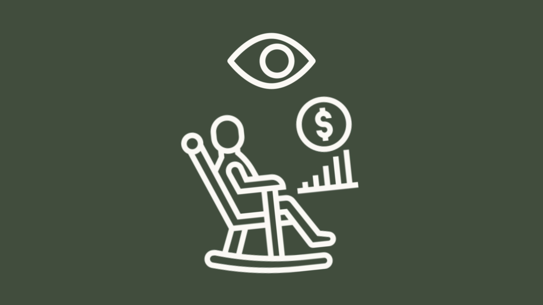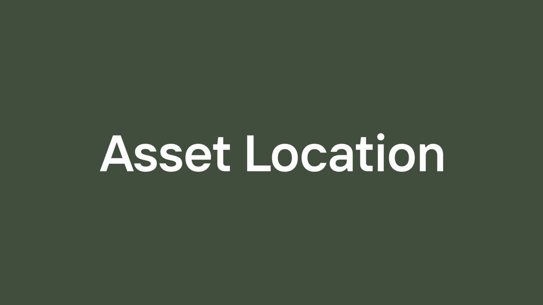I'm about to show you how you can save thousands on taxes in retirement using one simple strategy. This is something that most retirees either overlook or simply don't know about, and it's called asset location. Now, it's not to be confused with asset allocation.